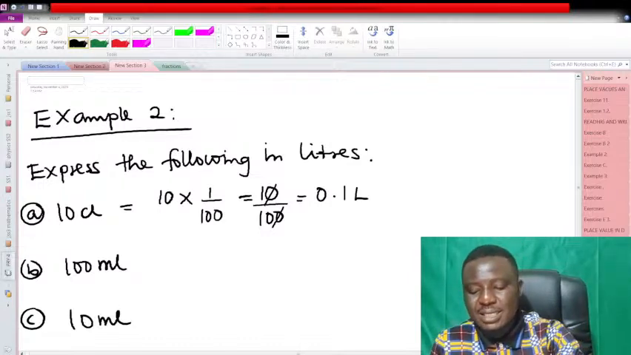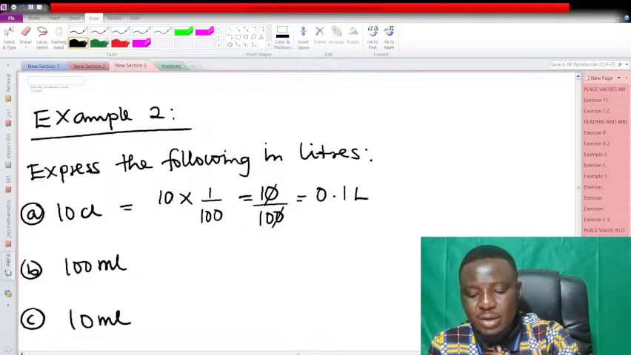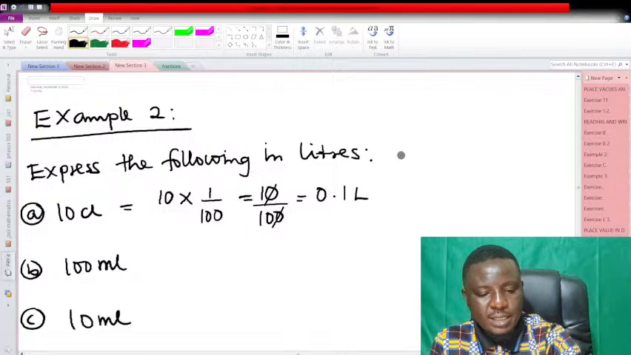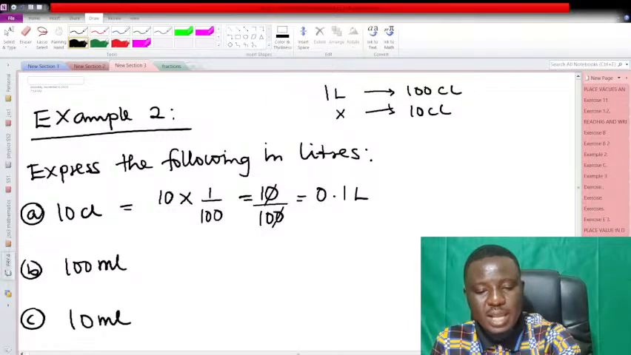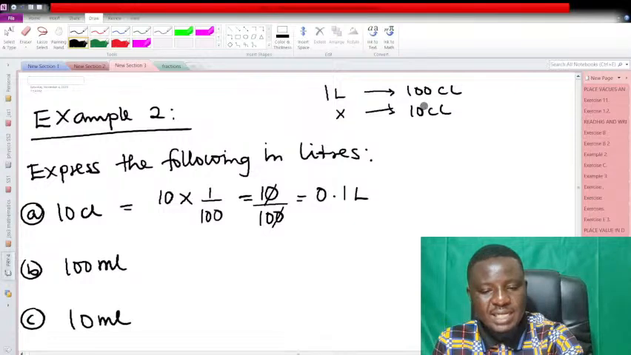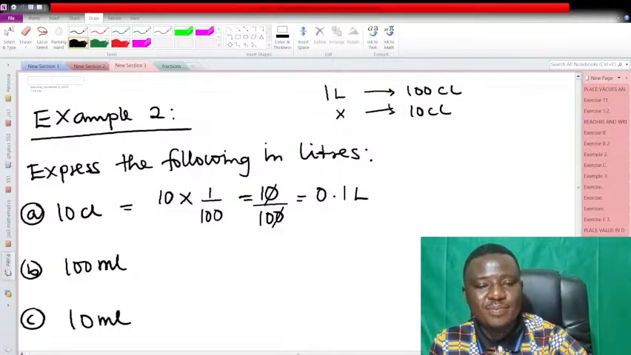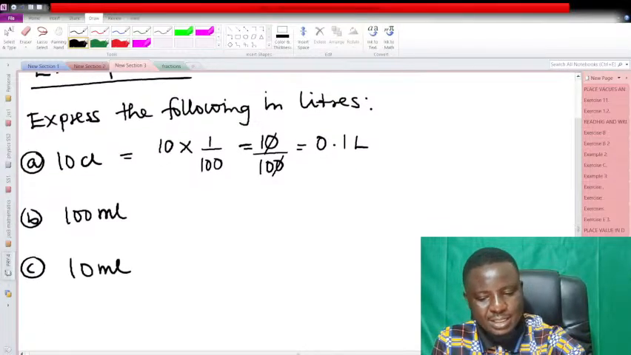Because the conversion is, if 1 liter is equal to 100 centiliter, then 10 centiliter will be equal to X. So divide this by 10 and divide this by 10, it gives you 0.1. So this is your conversion, and this is B.